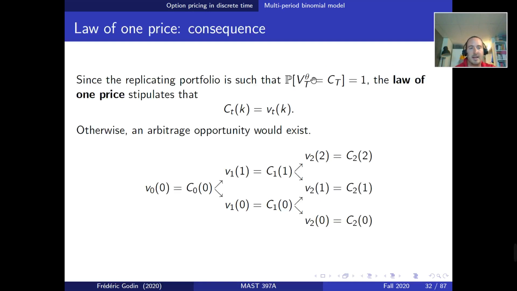This slide I won't repeat. It's just recalling what I just said in the previous slide. Because the portfolio value is equal to the derivative payoff with probability 1 at the last step, then through the law of one price, the derivative price should be equal to the portfolio value at each time step and under each scenario. And by scenario, I mean the number of upward movements in the stock price.